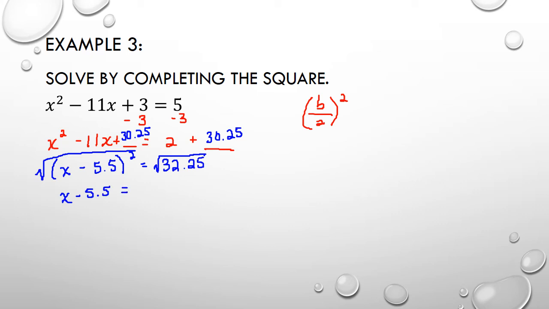equals, and now go ahead into your calculator, and take the square root of 32.25, that gives us 5.6789, but we're going to round to the nearest hundredth. Don't forget the plus minus, so it's going to give us 5.68. Add 5.5 to both sides.